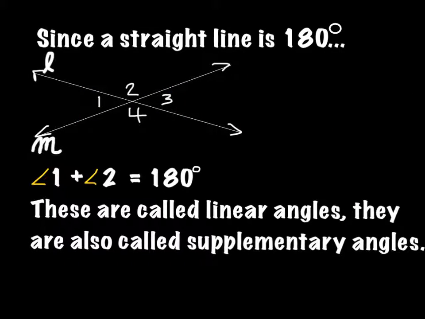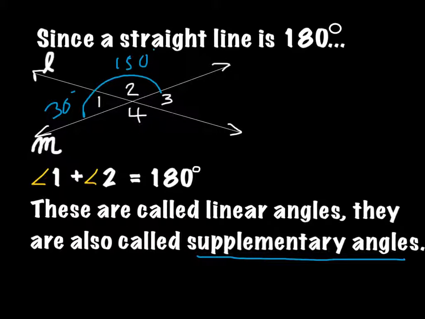Another word for linear angles would be supplementary angles, and that's what this slide is showing: the vocabulary word that 1 and 2 could also be referred to as supplementary angles. So if this angle here was 30 degrees, its supplement would be 150 degrees.